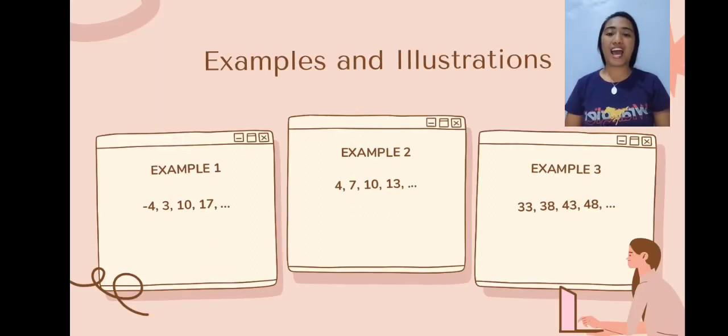So now we will have three examples of arithmetic sequence. First example is -4, 3, 10, 17, and so on and so forth. And then our second example is 4, 7, 10, 13, and so on and so forth. And then the last example, which is 33, 38, 43, 48, and so on and so forth.